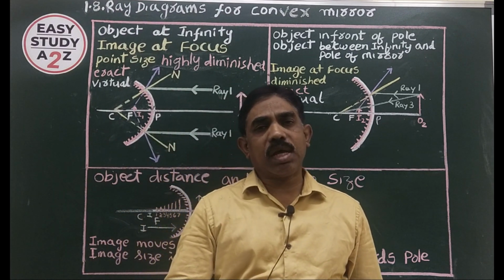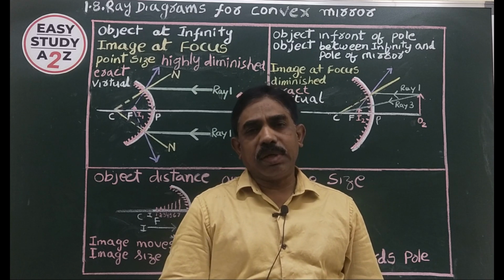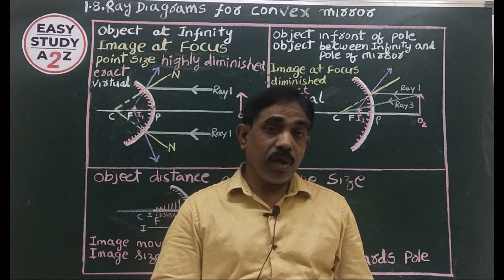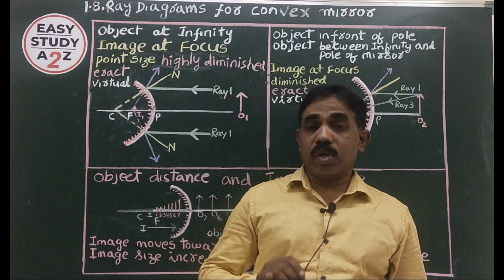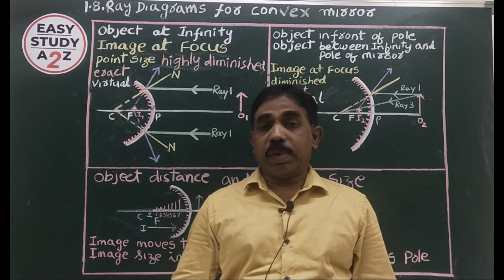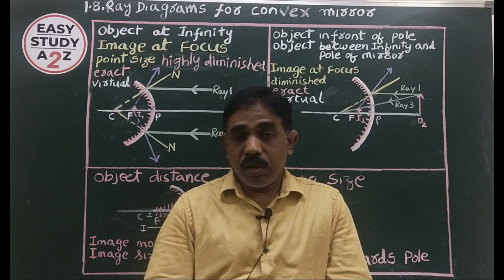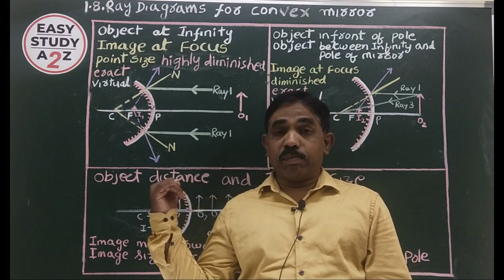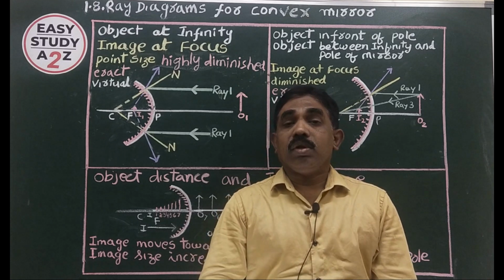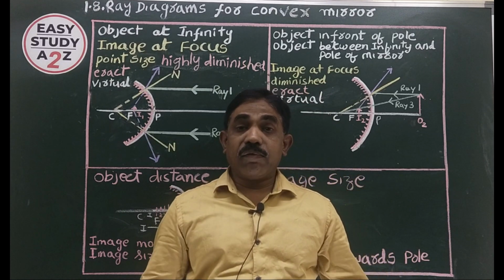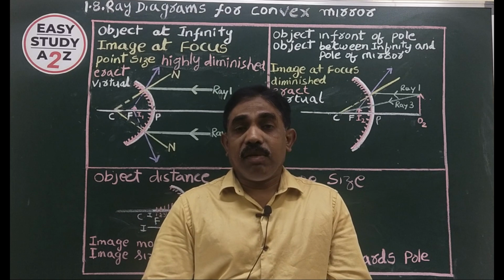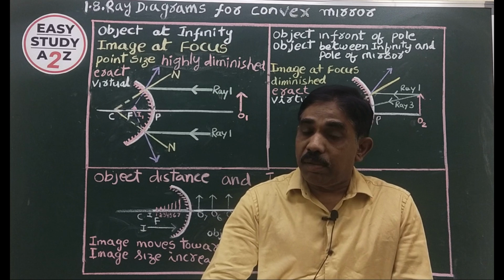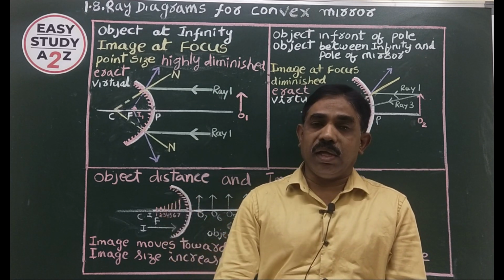Convex mirrors are used as rear view mirrors. We can see that when we are moving on a vehicle, a car or a scooter or a bike or two-wheeler, then we might have observed this. When we want to see the vehicles coming from the backside, we look into the rear view mirror kept in front of our vehicle. That is, from the rear view mirror we see the image of the objects coming from the backside of our vehicle.